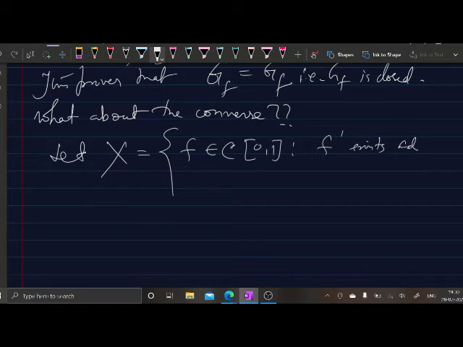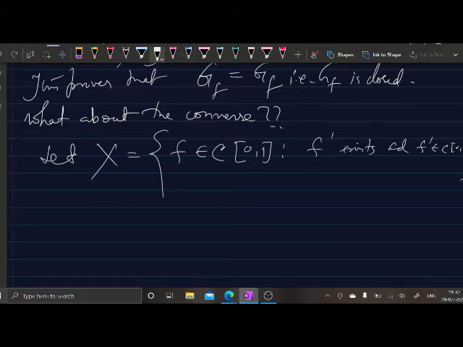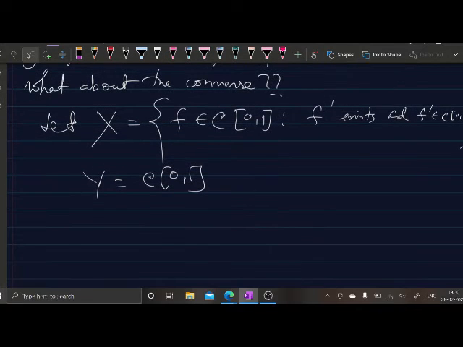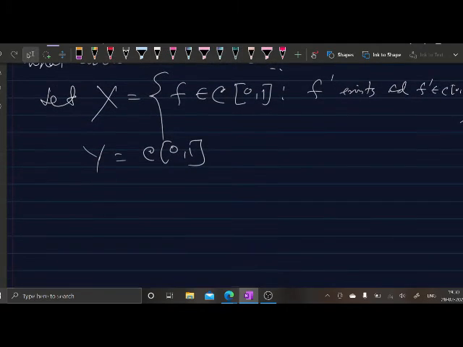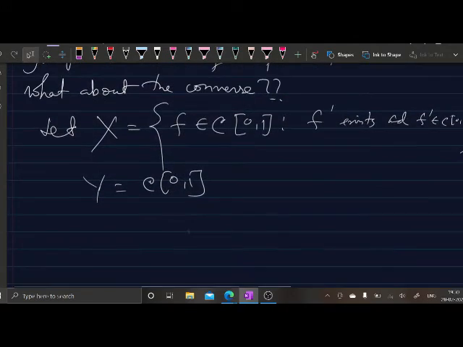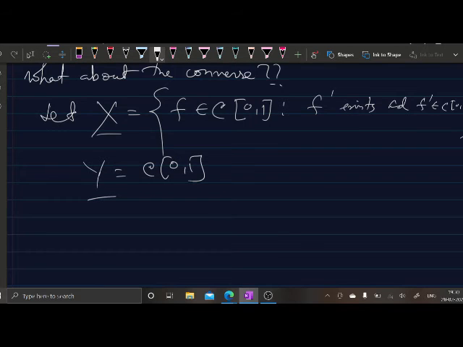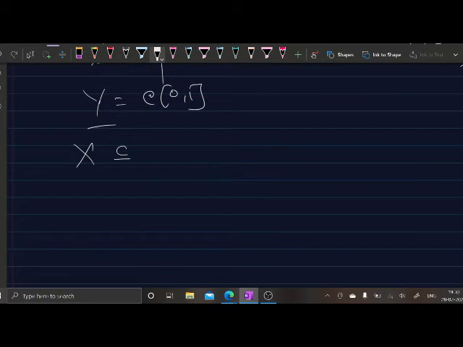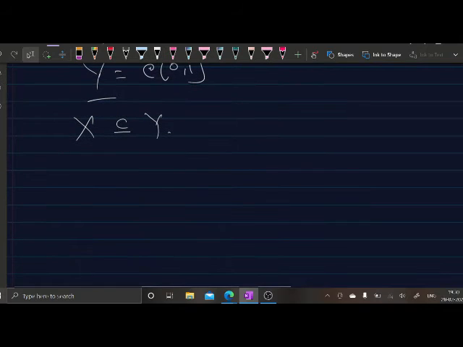So f' exists and the derivative is also continuous. Okay, so you are taking those continuous functions which are differentiable and whose derivative is also continuous, and you take Y as the space of all real valued continuous functions on the closed interval [0,1]. So if you look at these spaces, you will see that X is a subset of Y.